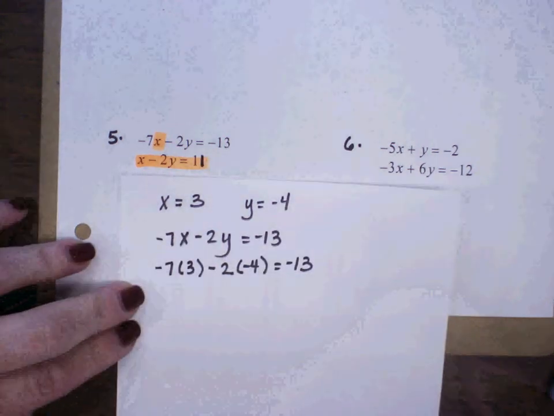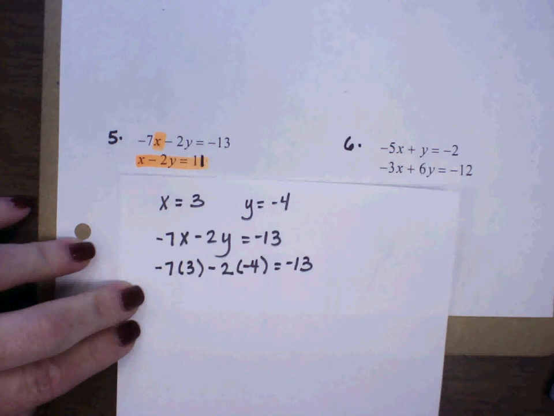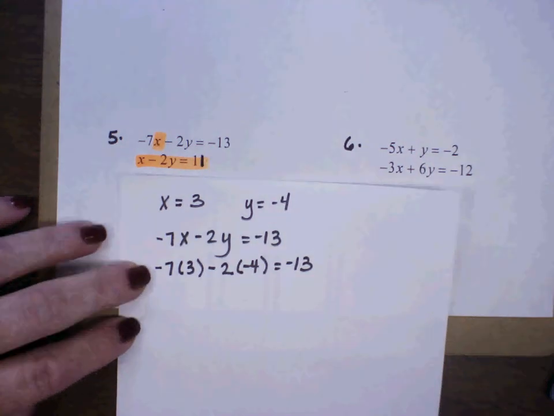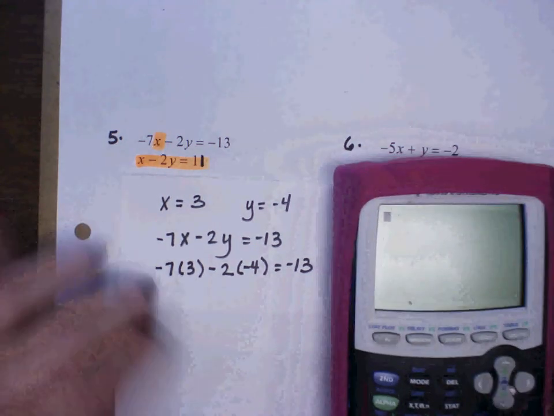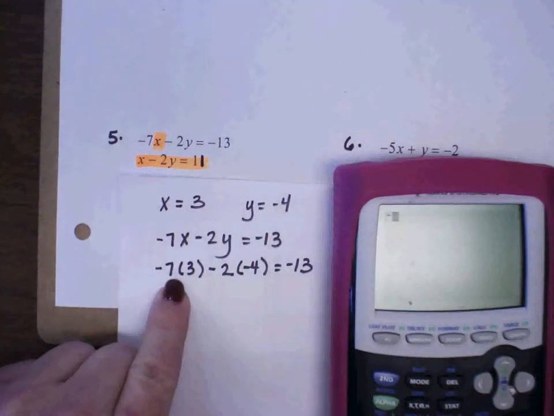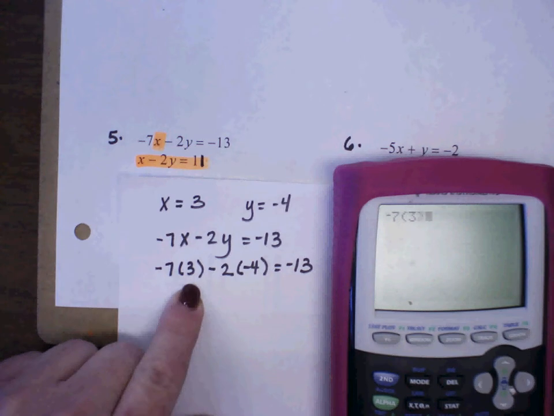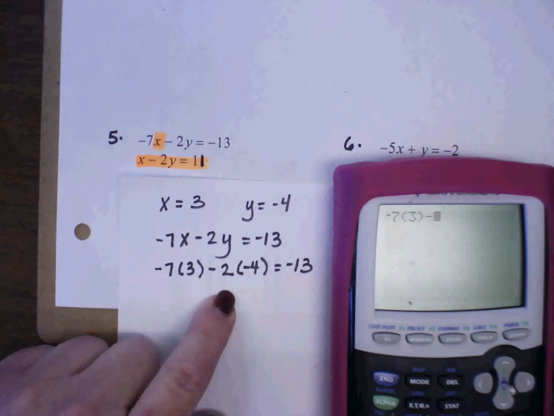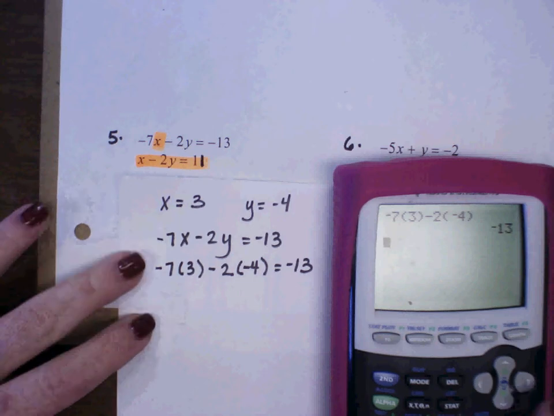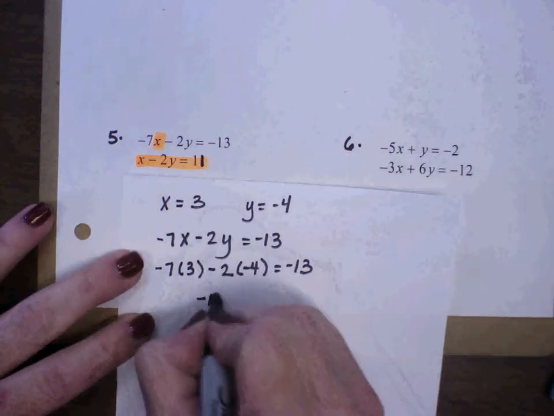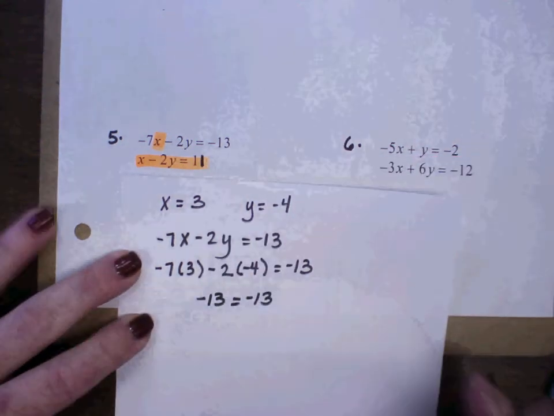All right, negative 7. If this equation is correct, this should be equal to negative 13. So let's see, negative 7 times 3 minus 2 times negative 4. And there's your negative 13. So it works for the first one. So negative 13 equals negative 13.